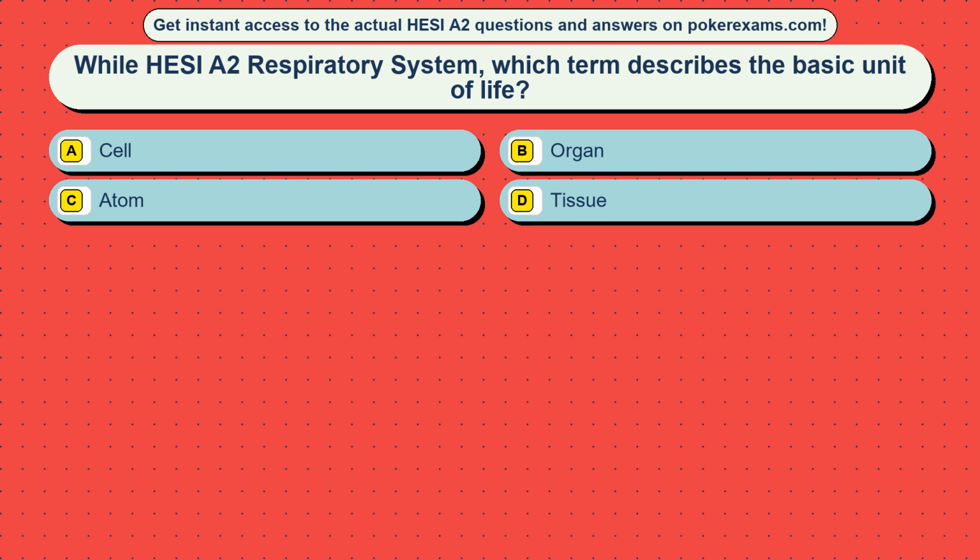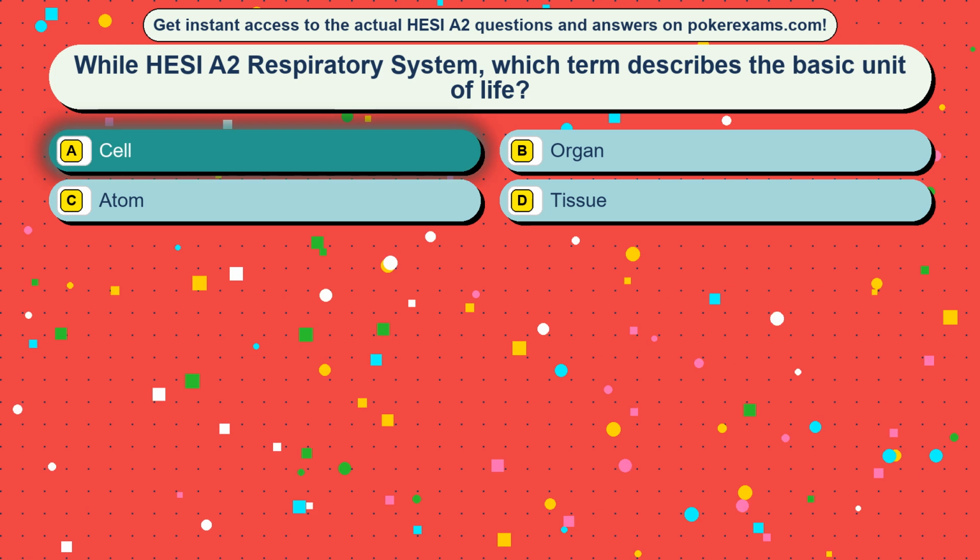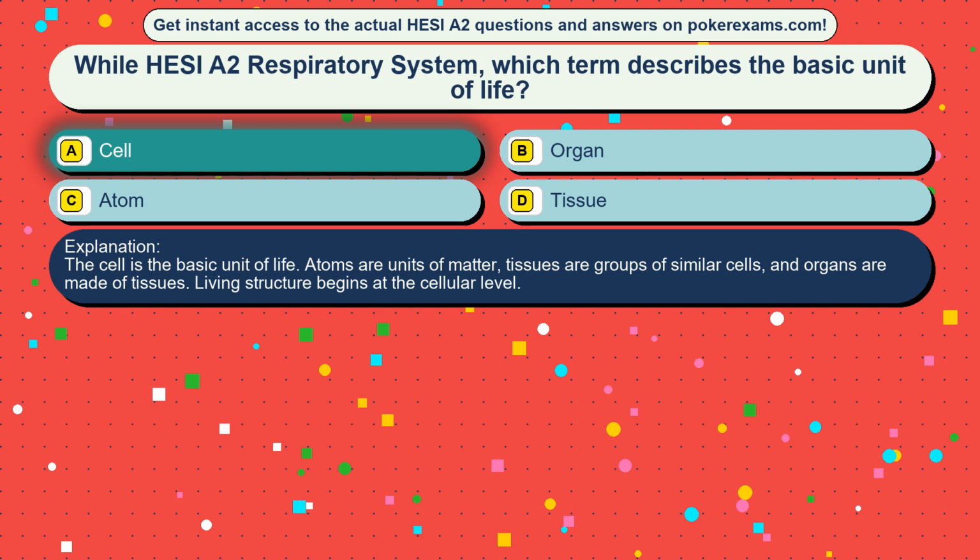Question 27. While HESI A2 respiratory system, which term describes the basic unit of life? Option A, cell. Option B, organ. Option C, atom. Option D, tissue. The correct answer is option A, cell. The cell is the basic unit of life. Atoms are units of matter, tissues are groups of similar cells, and organs are made of tissues. Living structure begins at the cellular level.